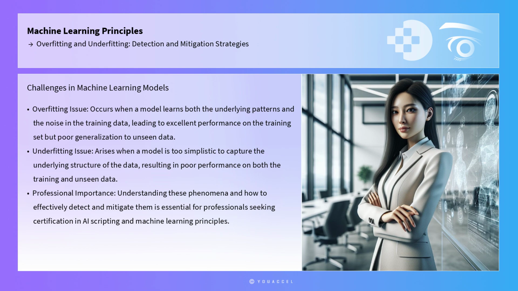and machine learning principles. Overfitting occurs when a model learns both the underlying patterns and the noise in the training data, leading to excellent performance on the training set but poor generalization to unseen data. Conversely, underfitting arises when a model is too simplistic to capture the underlying structure of the data, resulting in poor performance on both the training and unseen data.